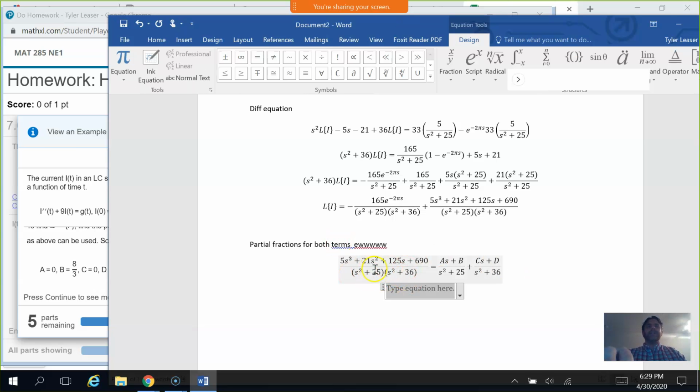Multiply both sides by the common denominator. We end up with 5s cubed plus 21s squared plus 125s plus 690, and that's equal to the right-hand side. We're going to end up with the as plus b, that one times the factor s squared plus 36, plus the cs plus d, that one, oh jeez.